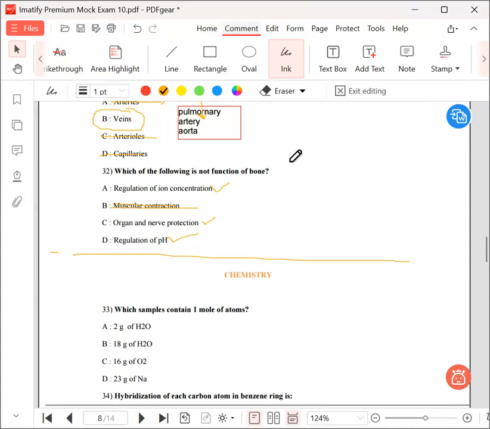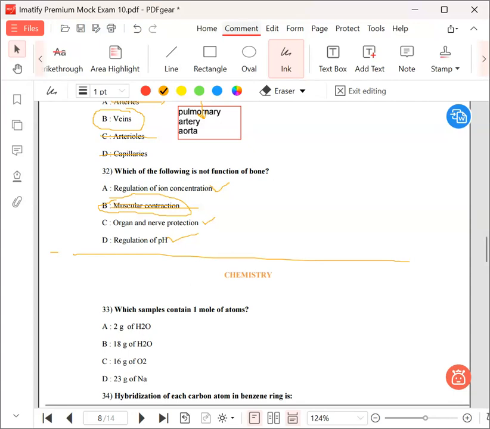Muscular contraction is not a function of bone because muscle contracts by a process known as the sliding filament model by ATP hydrolysis. But bone provides the attachment positions for the muscles. Organ and nerve protection, yes, the prime example is our rib cage and sternum that protect our heart and lungs. If we have open heart surgery, we have to use a grinder to cut the sternum first and then reach the heart. Regulation of pH, yes.